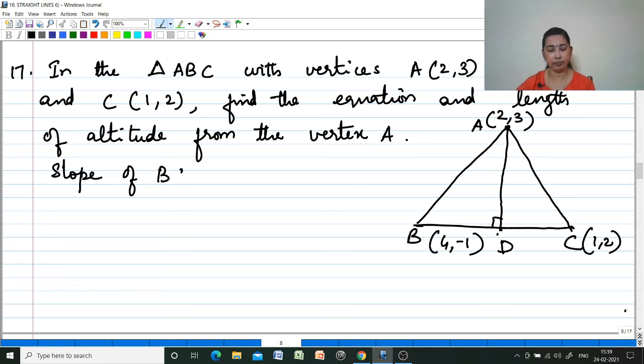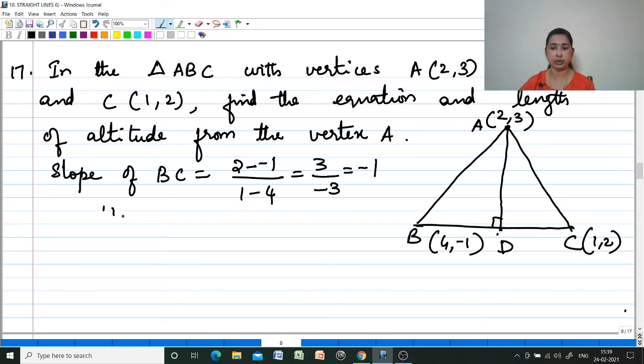What is the slope of BC? The slope of BC is 2 minus minus 1 divided by 1 minus 4. That is 3 by minus 3, that is minus 1. So what is the slope of AD? The slope of AD is 1. So we can find out the equation of AD.